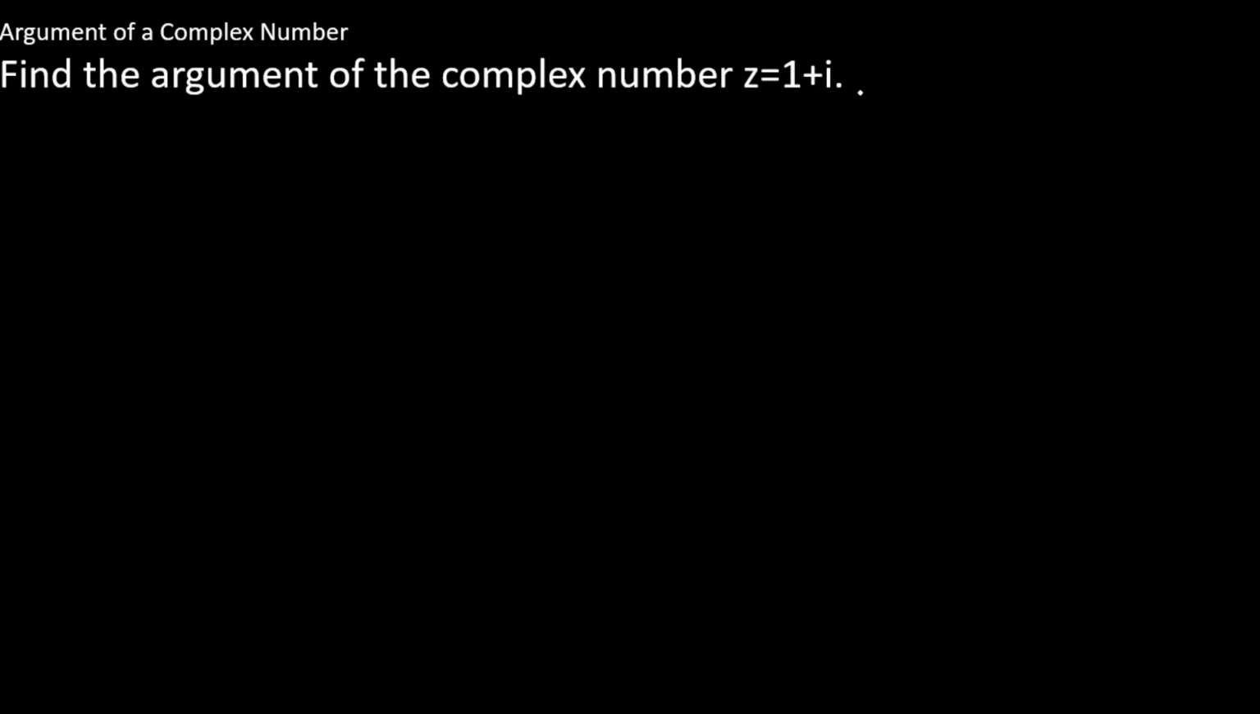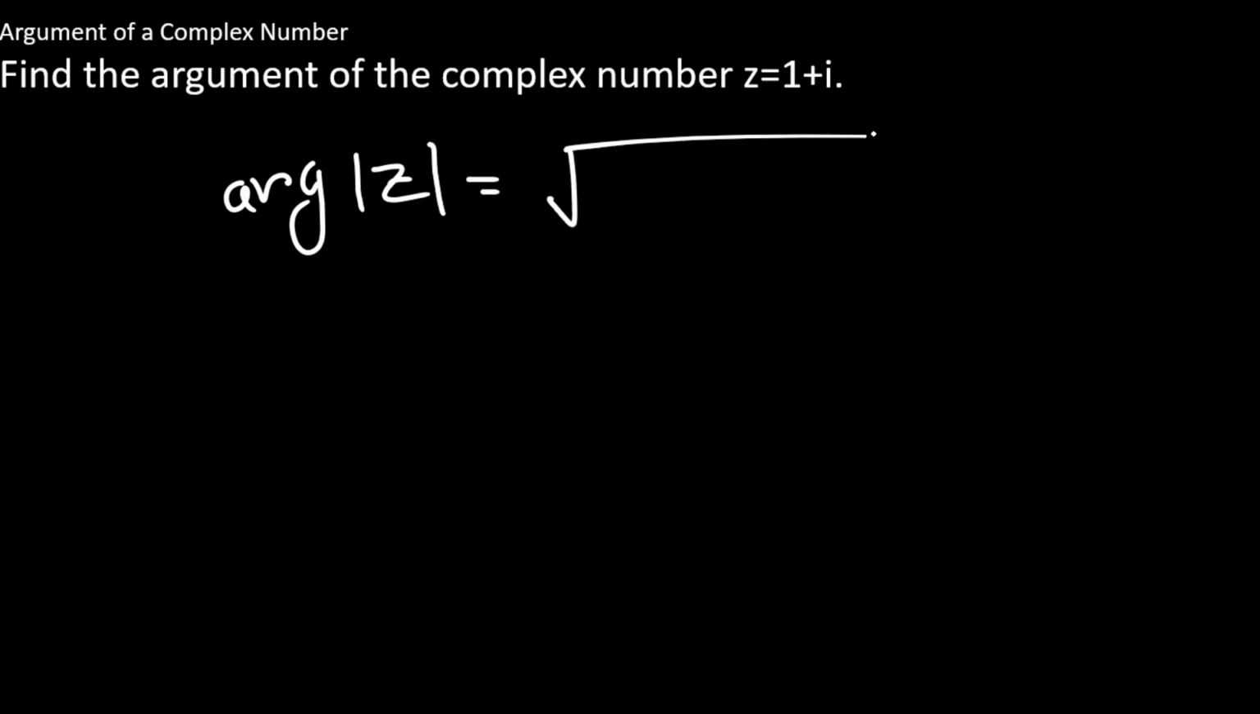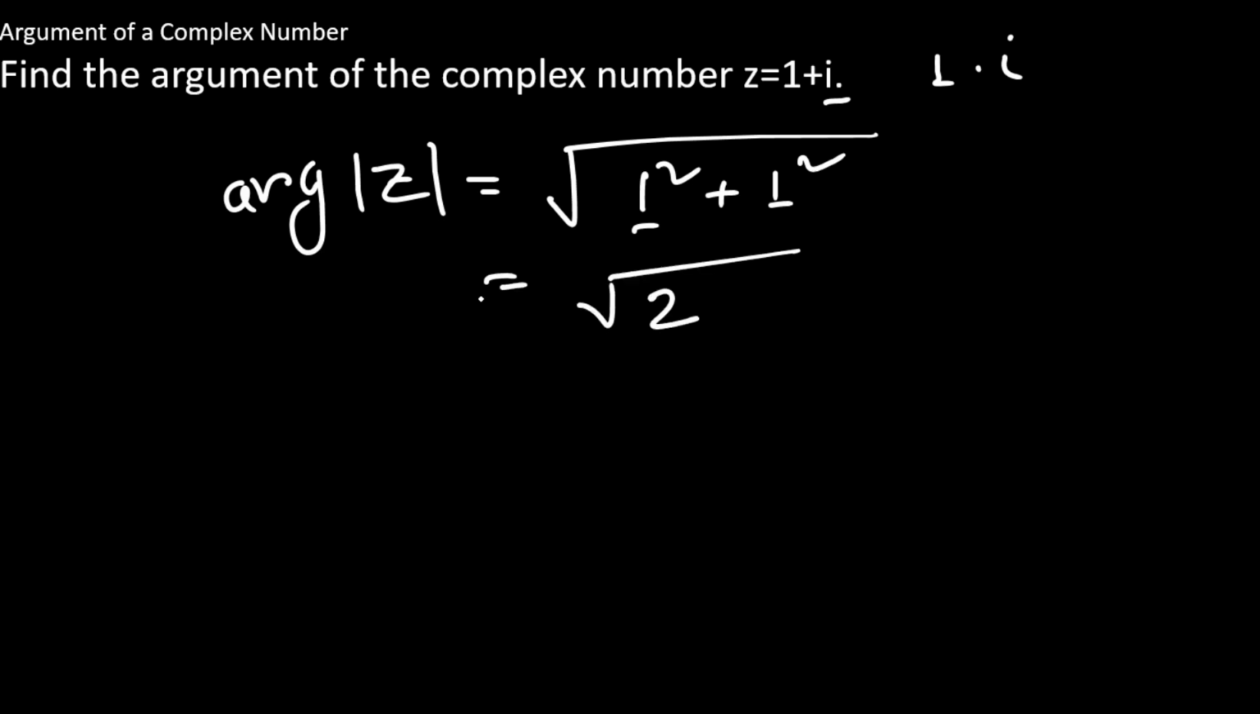Now come to another problem: find the argument of the complex number z equals 1 plus i. So how can we calculate the argument? Here arg means argument of z. Argument of z equals root over 1 square, it's a real number, plus 1 also, the 1 times i, so here also 1 square, we will get root over 2. This is the argument of z.